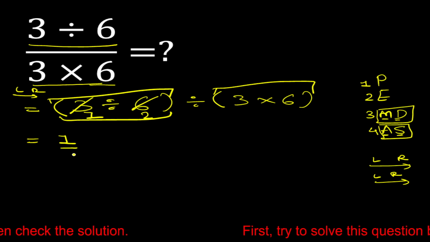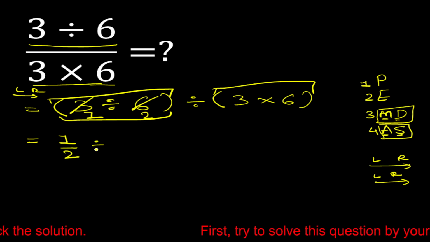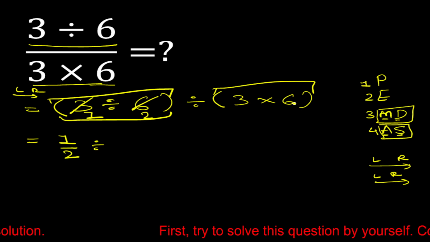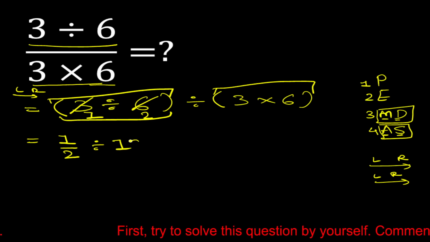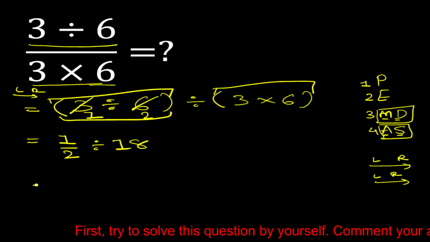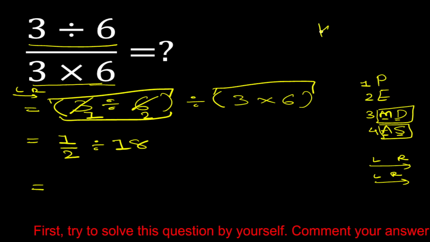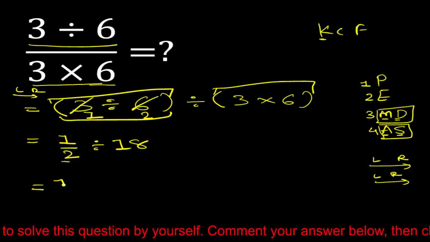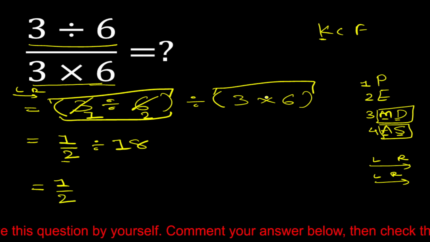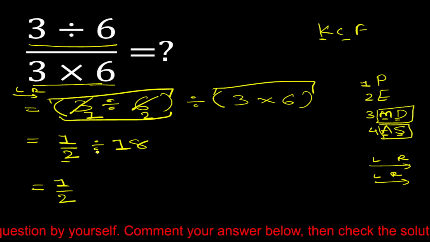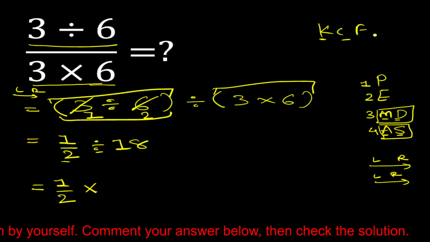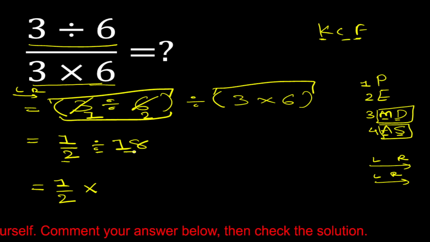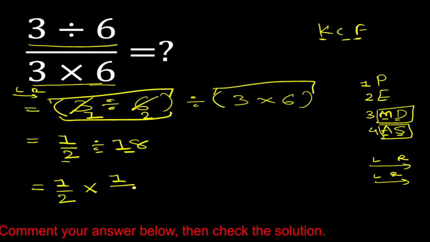So 1 upon 2, divide. Now solve this parenthesis. 3 multiply 6 is equal to 18. Now, according to the KCF rule, K means keep 1 by 2 as it is the same. C means change this sign from division to multiplication. And F means flip this last fraction 18, which is equal to 1 upon 18.